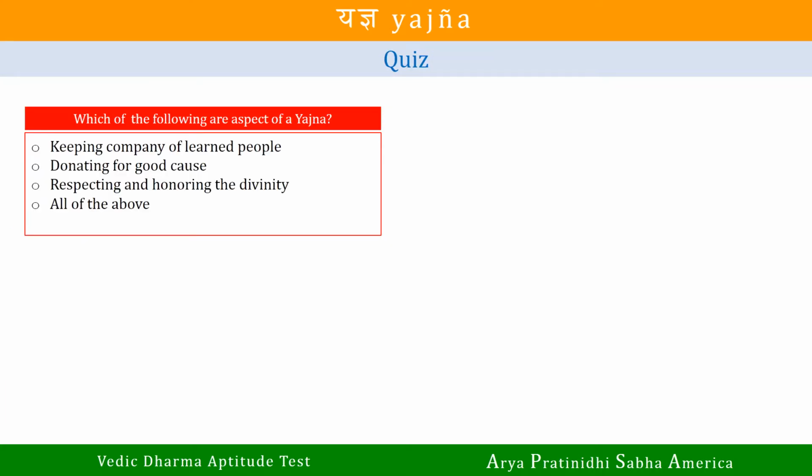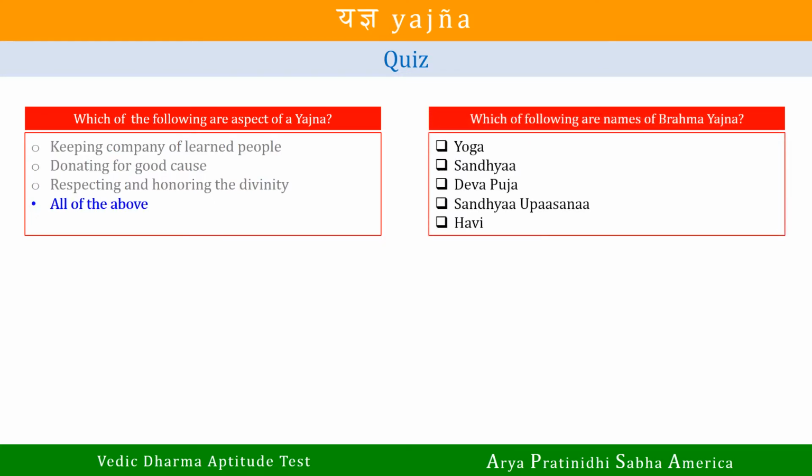Which of the following are aspects of Yajna? Keeping company of learned people, donating for good cause, respecting and honoring the divinity, all of the above. Yajna has three aspects: Dev Puja, Sangatikaran, and Dan. Keeping the good company of learned people is Sangatikaran. Donating for good cause is obviously Dan. Respecting and honoring the divinity is nothing but Dev Puja. So all of the above. I lock my answer. That was a correct answer.